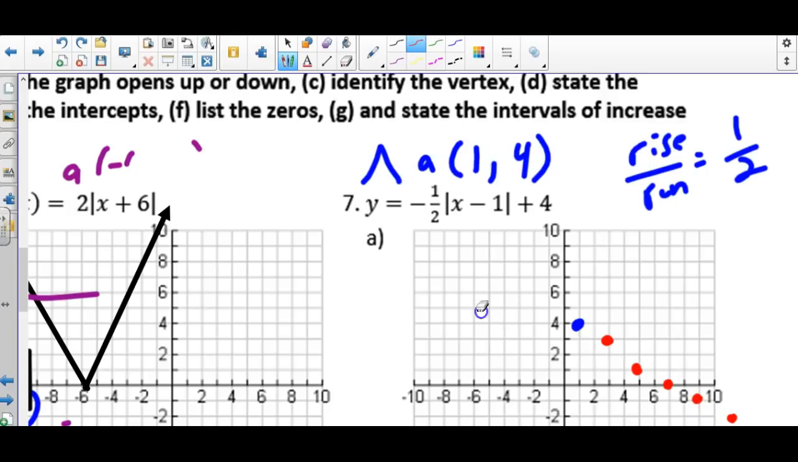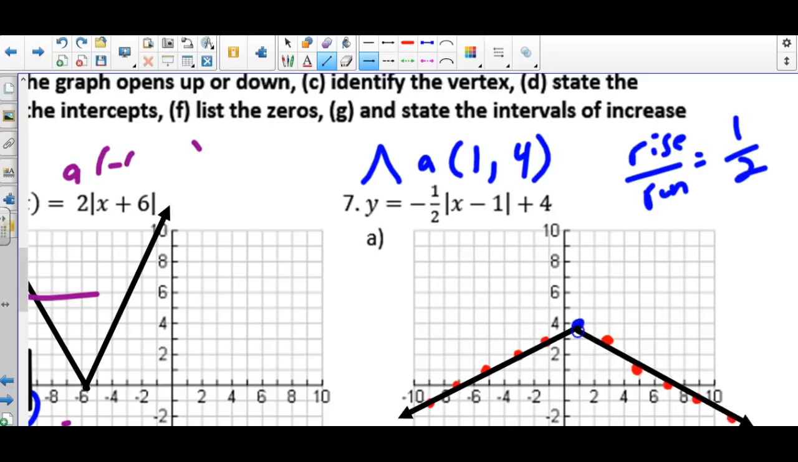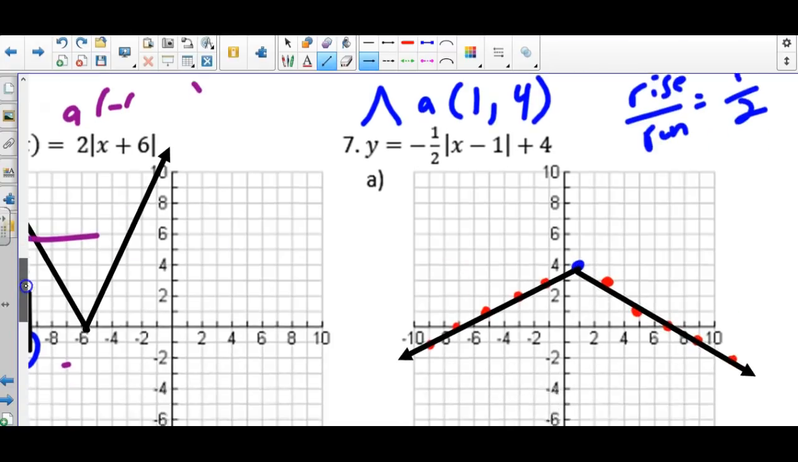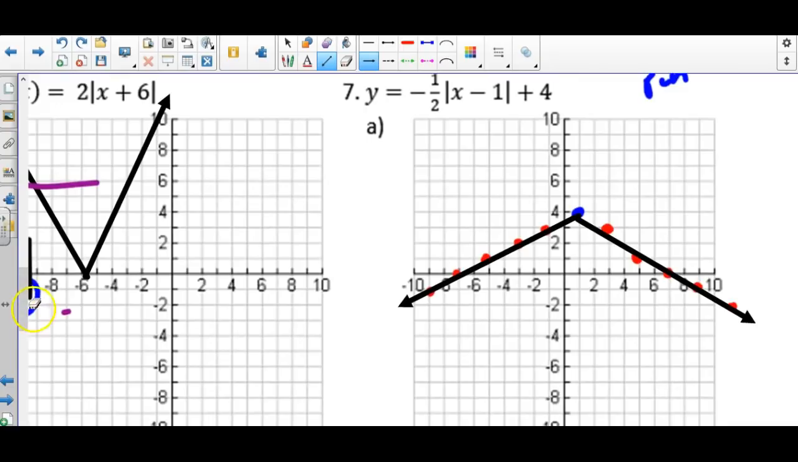Over here, down 1 over 2. Israel, you're right. Down 1 over 2. All right, so anyway, let's sketch that. And right there. Let me move this up. Okay, now I have my sketch. Let's go and address the rest.